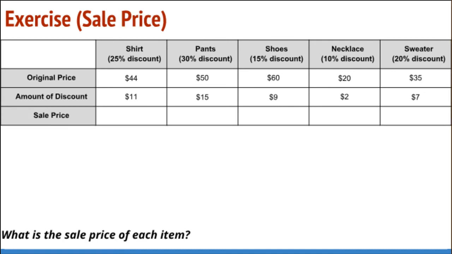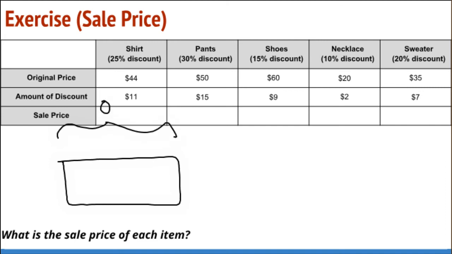All right, so now we're going to calculate what was the sale price. We had the original price, we had the amount of the discount, and now we're asking ourselves, what is the sale price of each item? Well, if I have a tape diagram here, I can have the original price as a total, and I can have the amount of the discount as a part, and then the sale price is the other part. And this should look an awful lot like, I think they call them math mountains and number bonds.